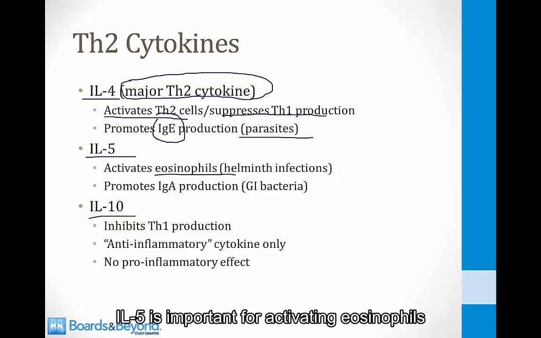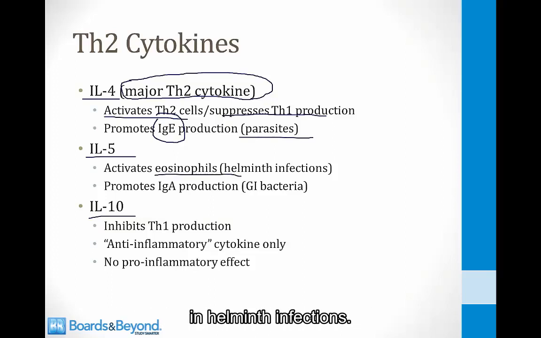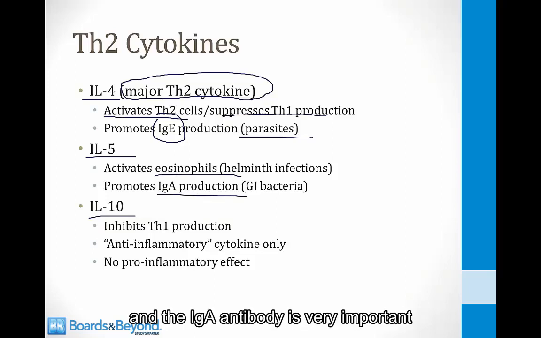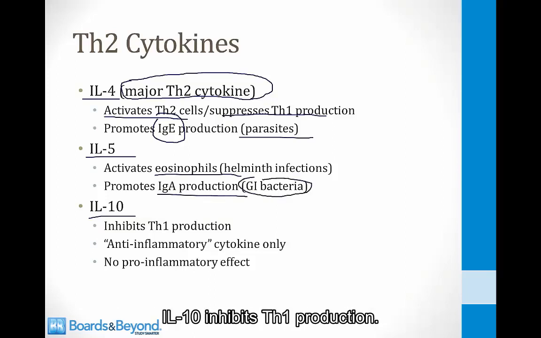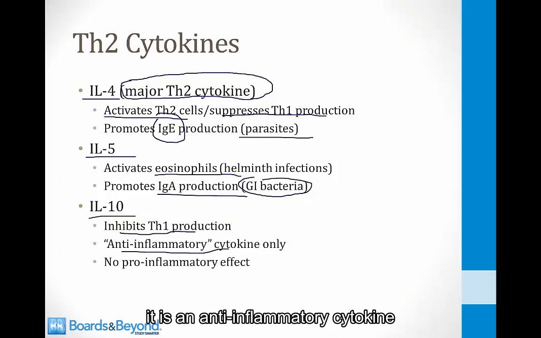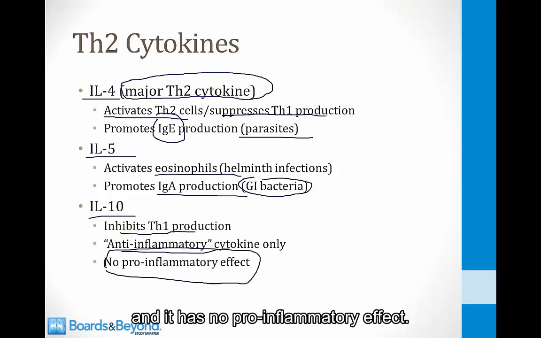IL-5 is important for activating eosinophils and helminth infections. It also promotes IgA production, and the IgA antibody is very important for mucosal immunity against GI bacteria. IL-10 inhibits Th1 production. It's very unusual in that it is an anti-inflammatory cytokine, and it has no pro-inflammatory effect.